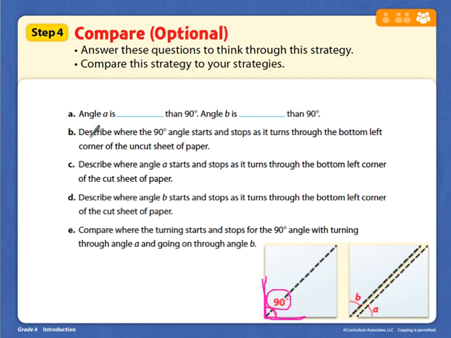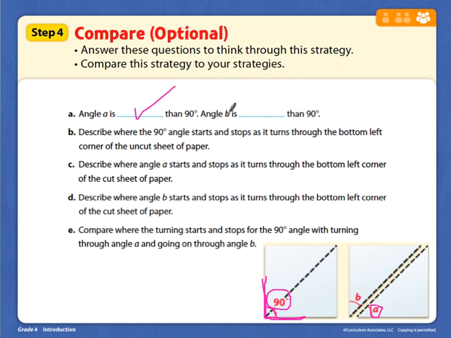Okay? So it's asking you, angle A is blank than 90 degrees. Is it greater than or less than 90 degrees? Think about this. Is angle A greater than or less than 90 degrees? All right, I want you to stop and think about that and answer that in your book. You should be writing down your answer for this blank right now in your book.